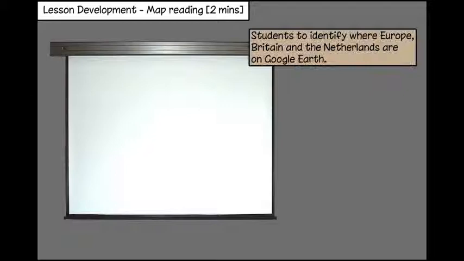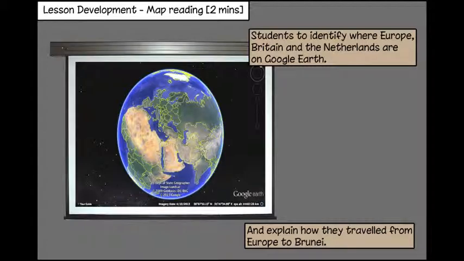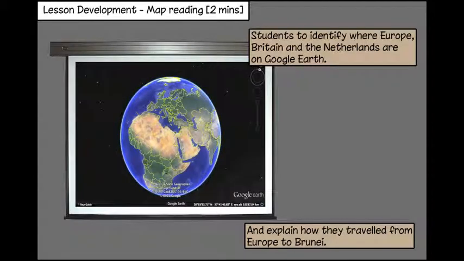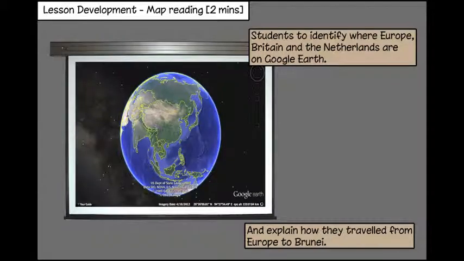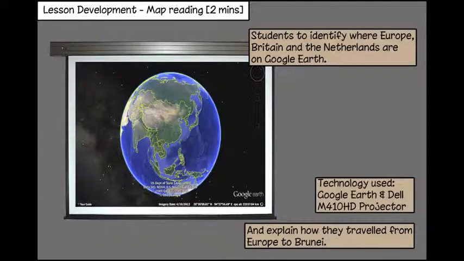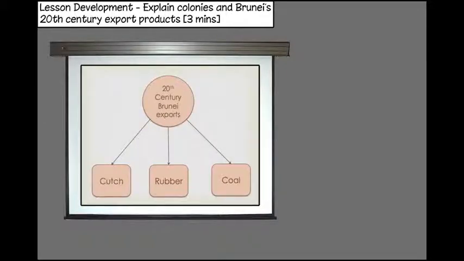I wanted to introduce Brunei's European economic partners to the students through Google Earth. Here, the students are to guess where Britain and the Netherlands are and explain how these Europeans came to Asia. The reason why Google Earth is used here instead of using pictures through PowerPoint is because Google Earth has more animation than pictures, which makes it seem more real to the students. I will also explain briefly what colonies are and Brunei's export products in the 20th century.